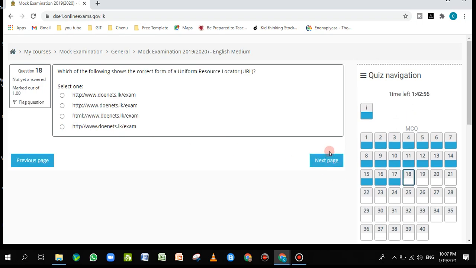It says which of the following shows the correct form of a uniform resource locator. You have to put the colon, two forward slashes, and then the domain name, and then the page or the path. Then here you can say. Then we'll go to the next question.